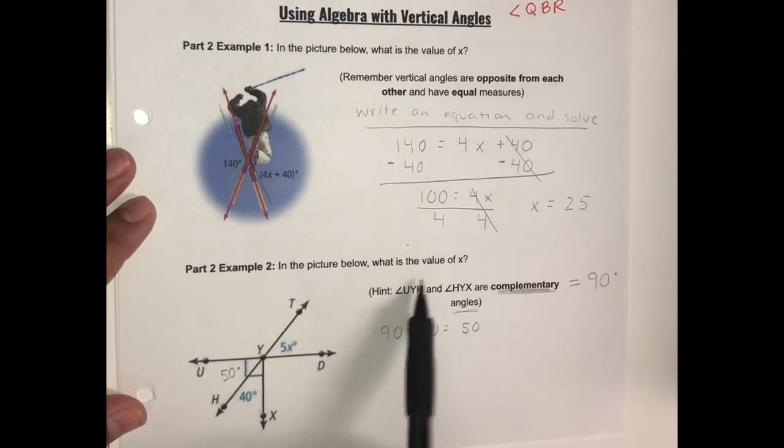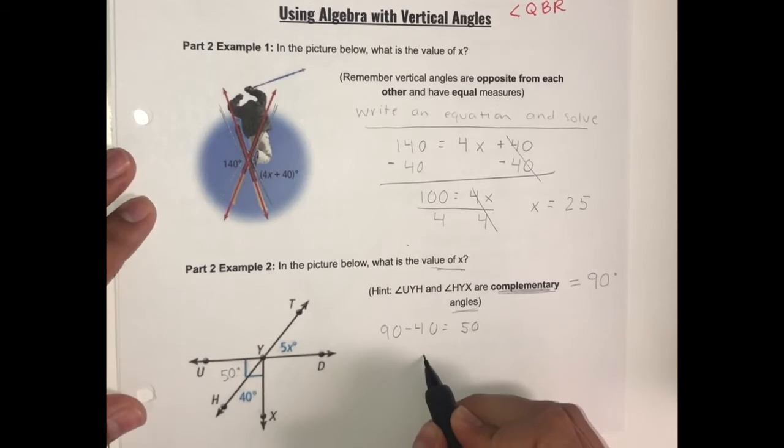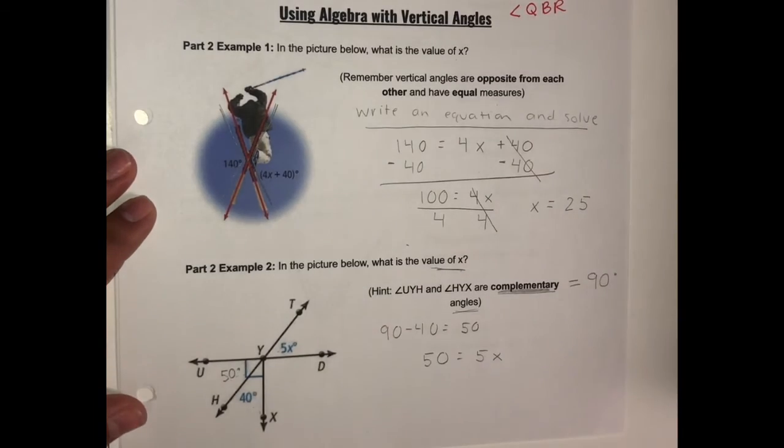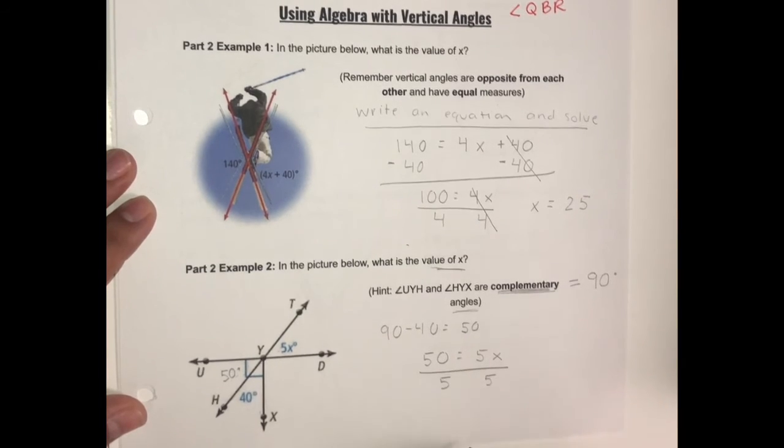Now looking, we still have to find what is the value of x. Here's x right here. But now we know these two angles are vertical. They are vertical angles, meaning that they're equal, so we have to write another equation. So I know 50 is going to be equal to 5x. Now I have an equation, and now I can solve for x. I'm going to divide by 5 on both sides. When I do that, 5x divided by 5 is just x. 50 divided by 5 gives us 10, so x is equal to 10.